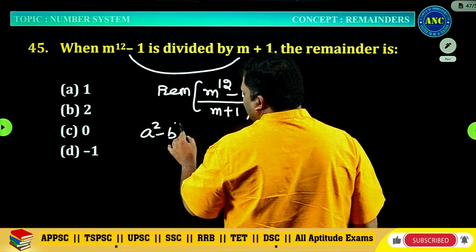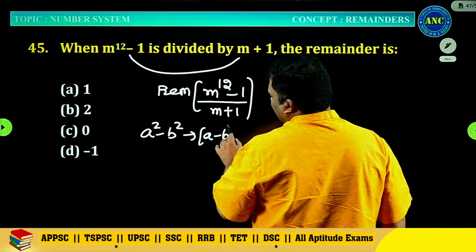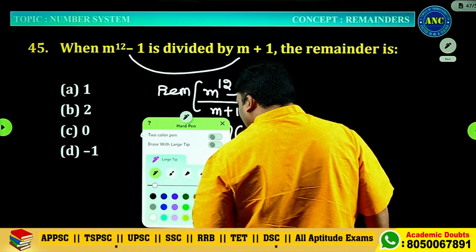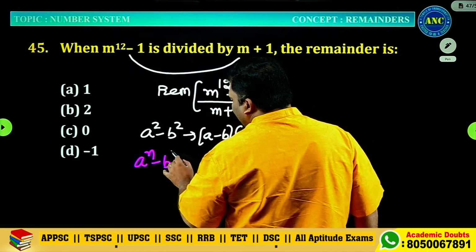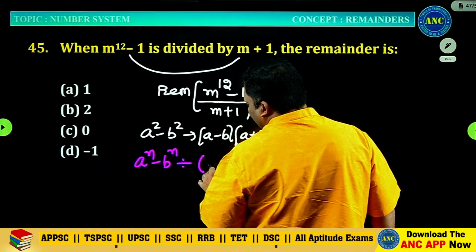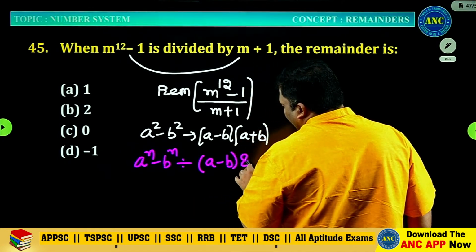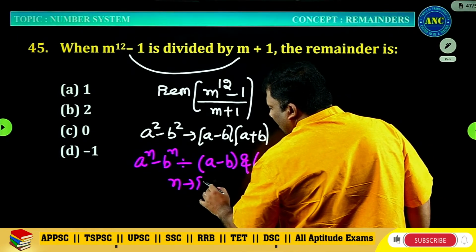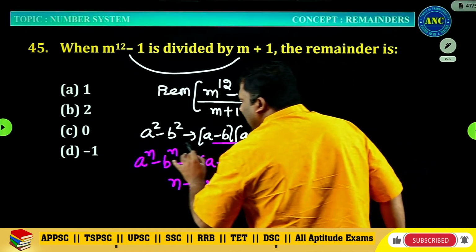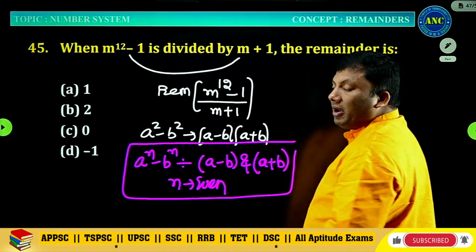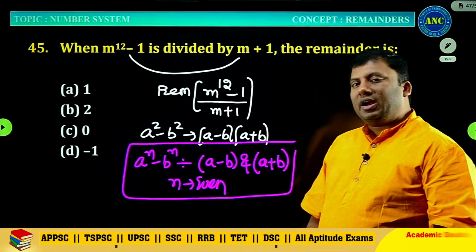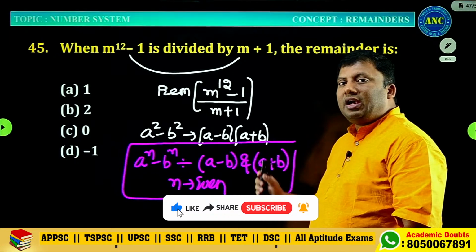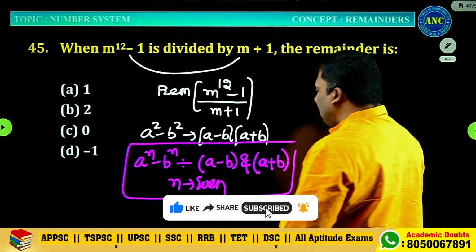A square minus b square is a minus b into a plus b. Very, very important concept. a power n minus b power n is always divisible by a minus b and a plus b if n is even. If the power is an even number, a power n minus b power n is always divisible by a minus b and a plus b.